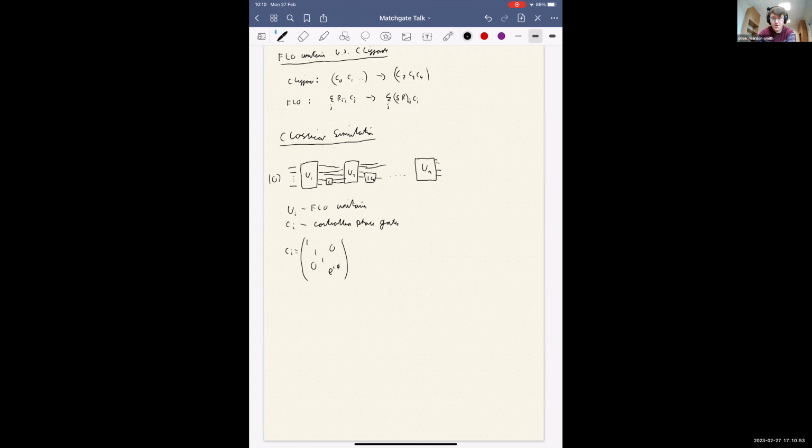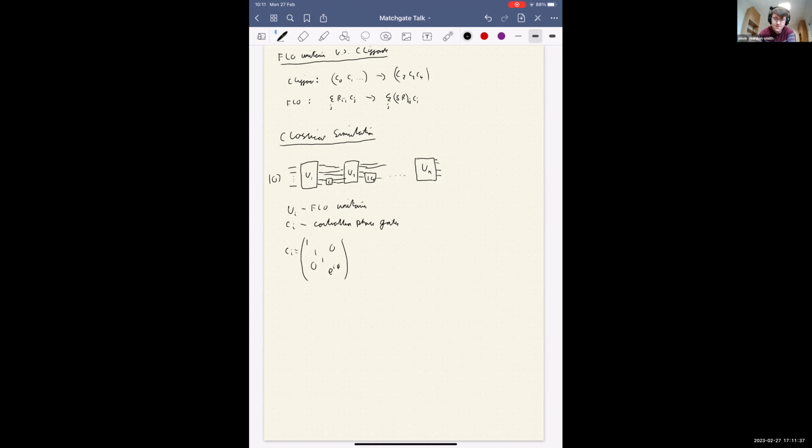Why do we do this? Because circuits made out of U's and C's are universal for quantum computation. The U's are FLO, and we have a nice way of implementing the C's, which is due to this paper, which I will just send to you. So we know how to implement the C's essentially by this paper that I sent you.